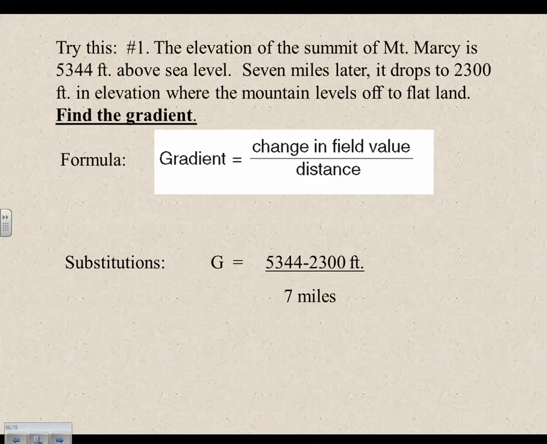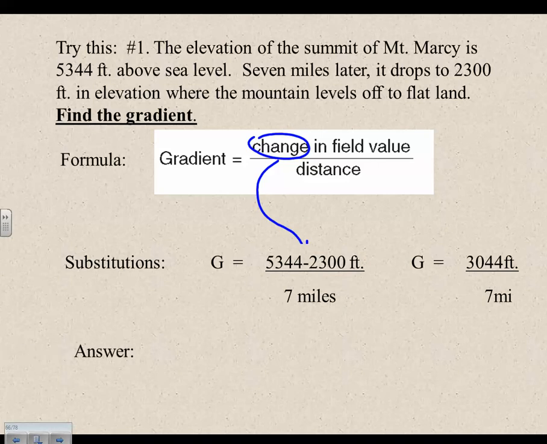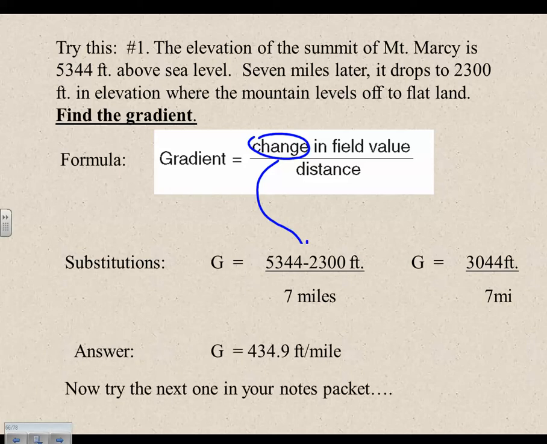Second is our substitutions. You notice on the bottom we have our distance number. On the top, we want to find the change in the field value. Now change means we're going to be subtracting the smaller from the bigger elevation. That comes out to be about 3,044 feet divided by 7 miles, and the answer comes out to be 434.9.